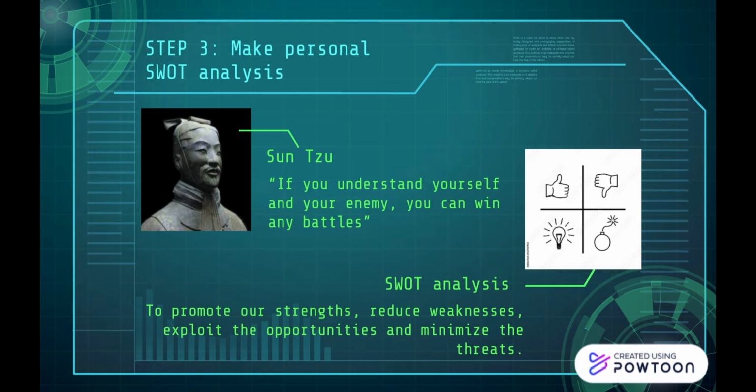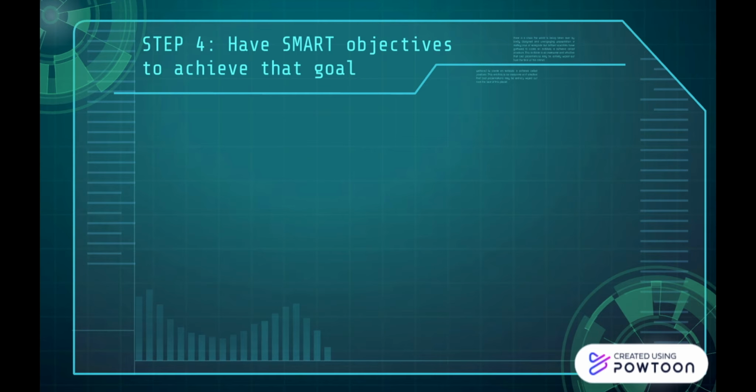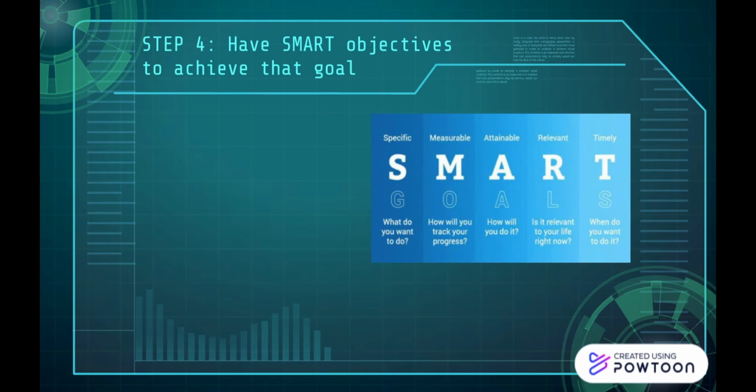Step 4. Have SMART objectives to achieve that goal. Depending on what is required to achieve the final goal, we will set smaller objectives that will help us move toward that. In this case, it is 3. We use SMART for both our goals and objectives. It is a very effective method of goal setting that we've learned and applied throughout this course.